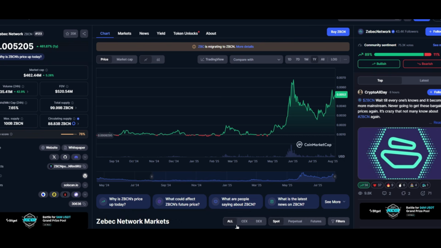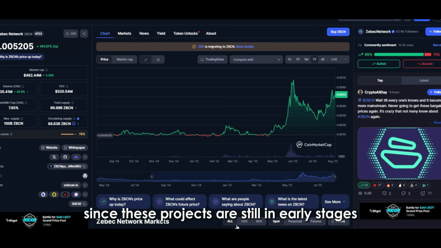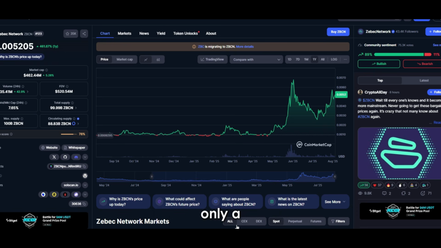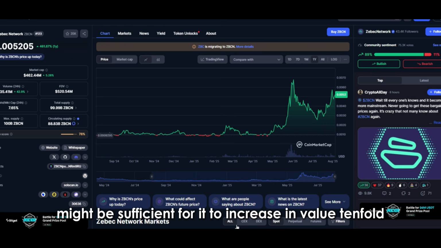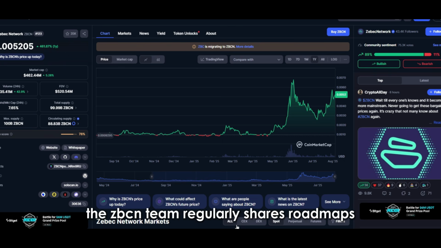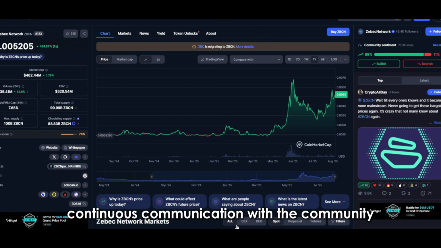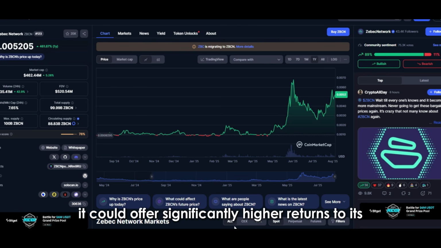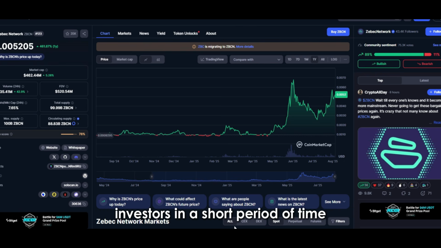On the other hand, in developing projects with relatively low market caps like Zbcn, the situation is quite different. Since these projects are still in early stages, their potential returns can be much higher. For example, considering Zbcn's currently low market capitalization, only a limited capital inflow might be sufficient for it to increase in value tenfold. The Zbcn team regularly shares roadmaps, works on technical development, and maintains continuous communication with the community to build investor confidence. If these efforts continue and the project continues to prove itself in the market, it could offer significantly higher returns to its investors in a short period of time.